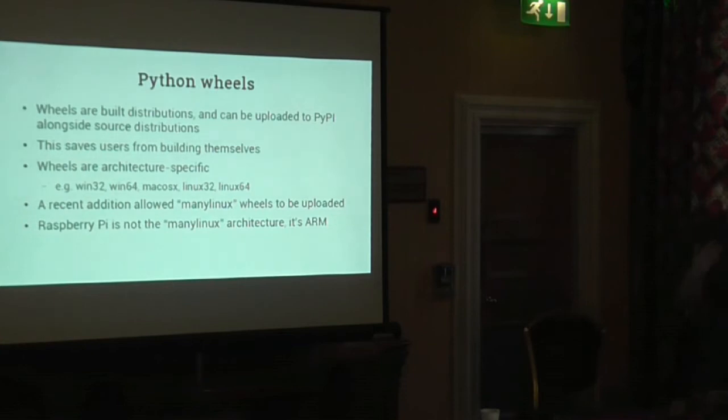They're a very effective way of distributing packages. However, wheels are architecture specific, so if you create a wheel on a Windows 32-bit machine, it will only work on other Windows 32-bit machines. So there's Windows 32, Windows 64, Mac, and a relatively recent addition called manylinux, which is a standard for multiple distributions of Linux, so wheels that support many distributions of Linux. But unfortunately, Raspberry Pi is not covered by this manylinux standard, as it's the ARM architecture.